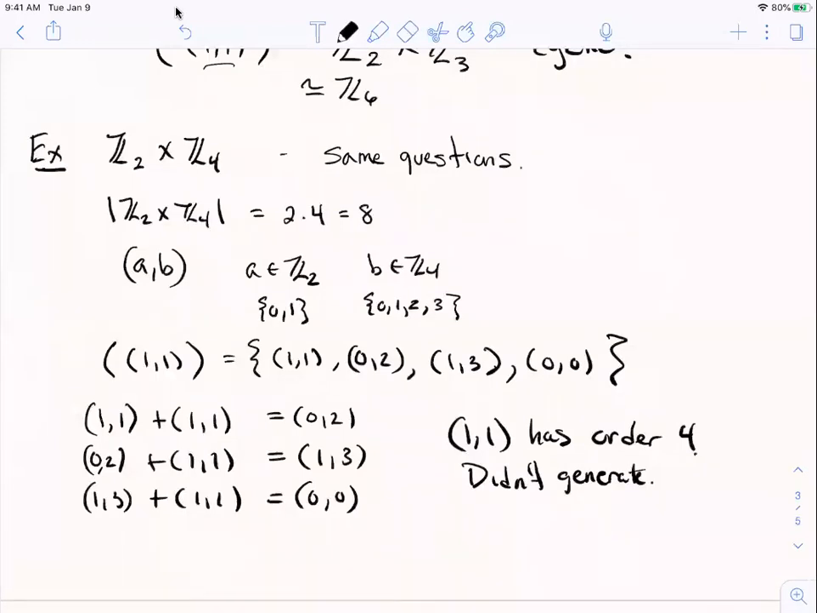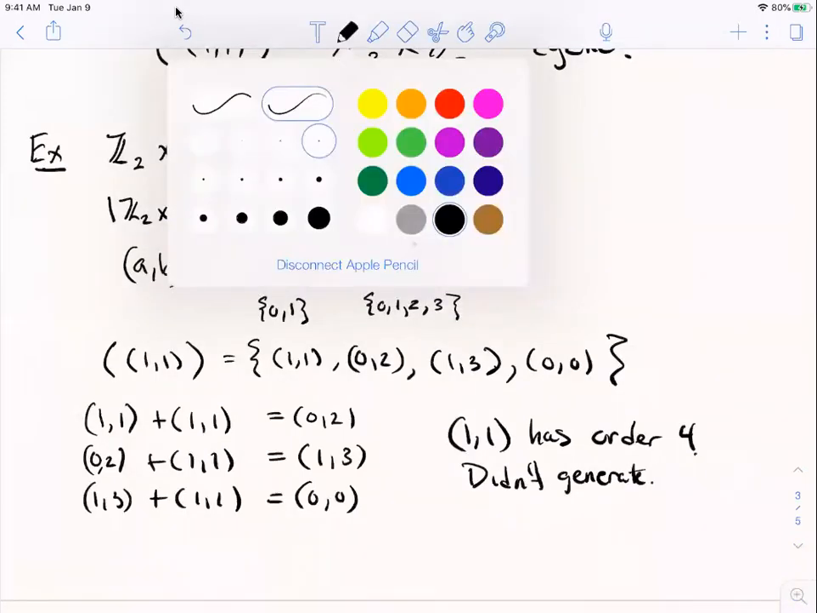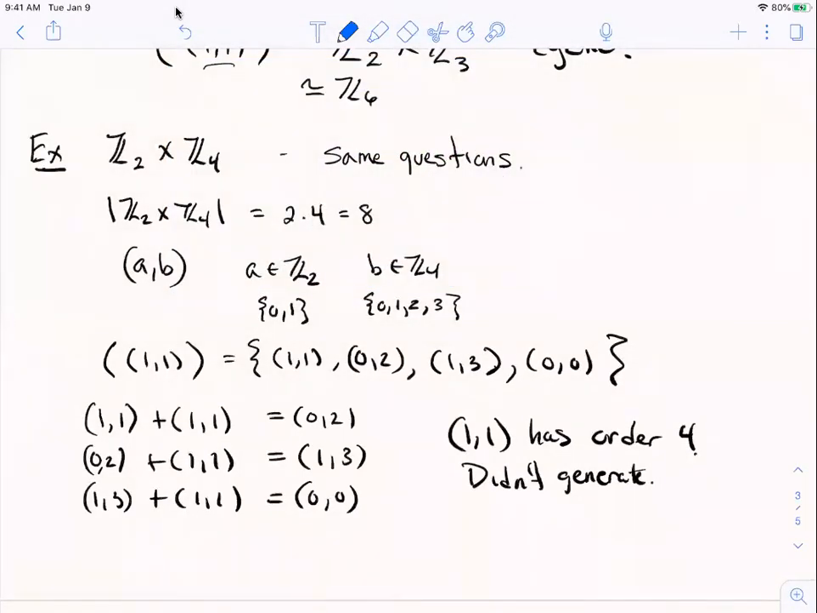But if you think about it, actually, what if we did take some other elements? Just switch color here so it's easier to focus on. What if I wanted the element generated by, say, (A, B)? Okay, well, it's got (A, B) in it. When I add (A, B) to itself, I'm going to get (2A, 2B). But in Z2, no matter what A is, 2A is 0. So then I add (A, B) to that, and well, 0 plus A is A, 2B plus B is 3B.